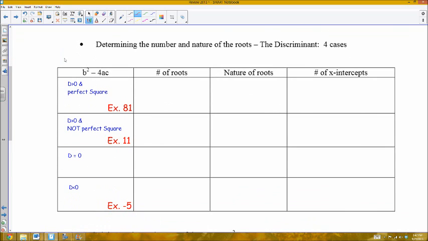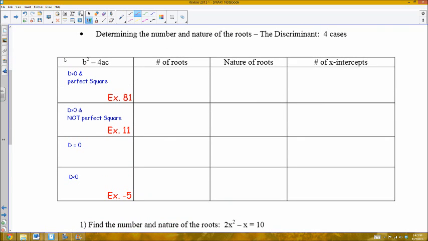For now, we're going to look at the discriminant. The discriminant is a way for telling us the number and nature of the solutions of a particular quadratic equation. It also tells us if it has any x-intercepts or not. You could recall, we actually did this part when we did parabolas. But here are the 4 cases for the discriminant.